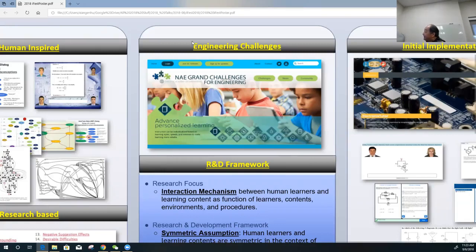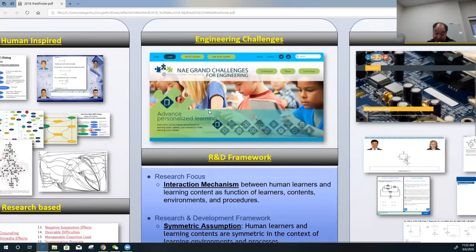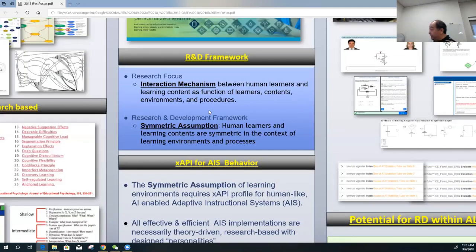So in order to make that distinction from this research perspective, this is our research framework, from me and my colleague here. There is one assumption in the research and development framework for this kind of work. It's a symmetry assumption. The human learner and certain learning resources, like reading and learning contents, are symmetric in the context of the learning environment and the process. In other words, when we look at the interaction between learner and system, from a data perspective, they're symmetric.